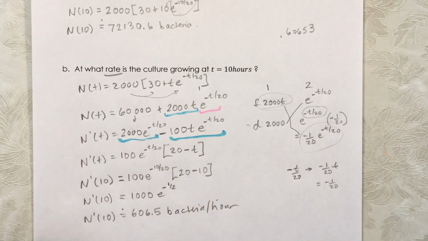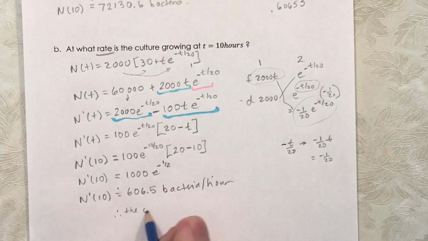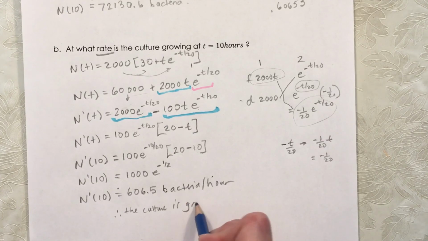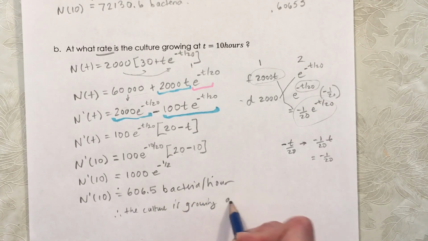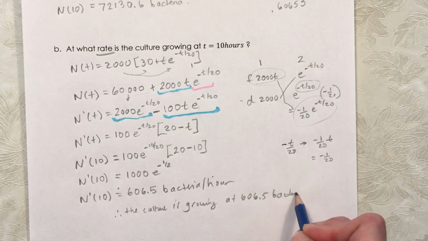So at what rate is the culture growing at t equals 10 hours? 606.5 bacteria per hour. So therefore, the culture is growing at 606.5 bacteria per hour.